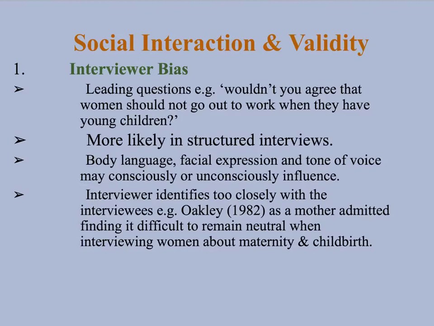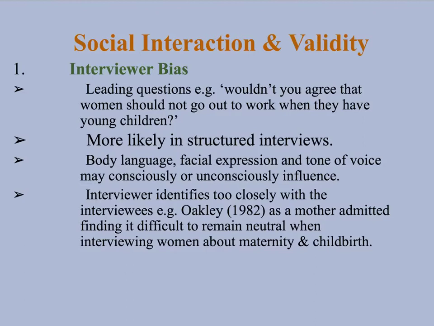Also, things like body language, facial expression, and the tone of voice may consciously or unconsciously influence the respondent. Imagine you're interviewing someone about bullying, and the person you're interviewing may have actually been a perpetrator of bullying, but by your tone of voice, you might say, "Oh, how do you feel about bullies?" And they would get the impression that you don't like bullies, so they might lie about their involvement in bullying.